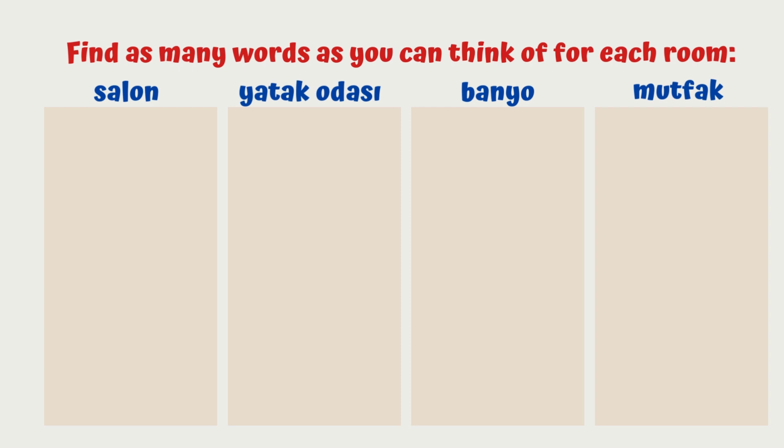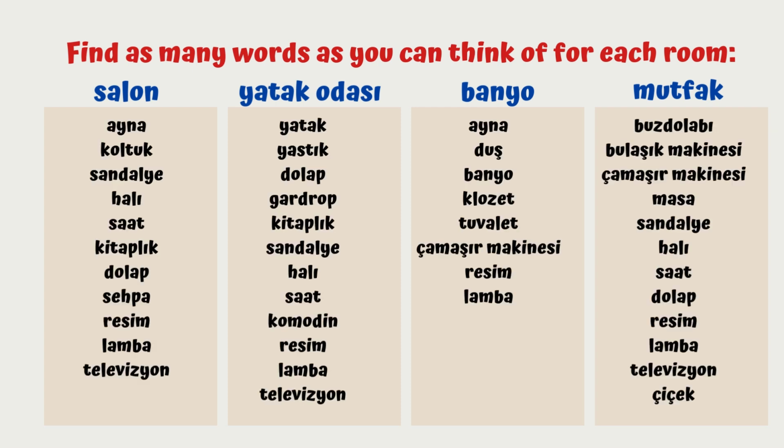Are you ready? These are the answers. Remember, these are just sample answers. These are my answers. Your answers might be quite different. For example, in Turkey, we don't have çamaşır makinesi in mutfak. Çamaşır makinesi is usually located in banyo or toilet in Turkey. However, if you're living in the States or in the UK, çamaşır makinesi will be in mutfak, right?